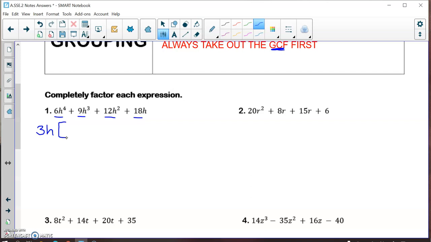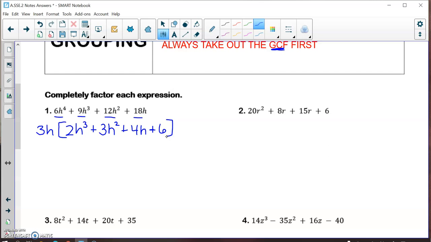A 6 divided by a 3 is a 2, so I have a 2 and then an h cubed because I took away one h, plus a 9 divided by a 3 is a 3, and then I have an h squared because I took away one h, plus a 12 divided by a 3 is a 4, h, plus an 18 divided by a 3 is a 6, and I took away that one h, so that one doesn't have an h in it.